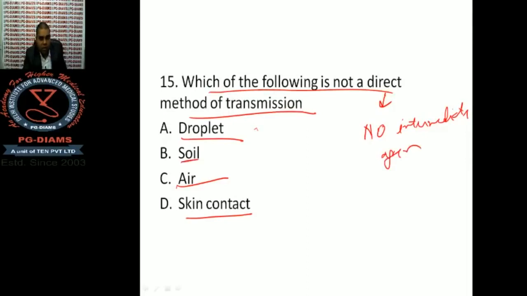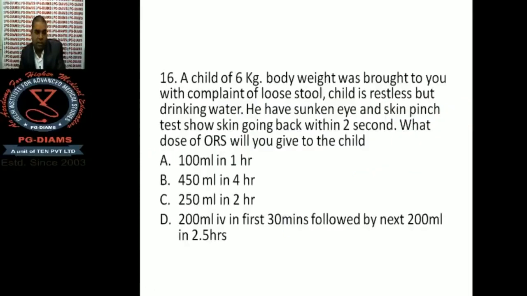How does the soil transmit infection? The infective agent lays its feces having cysts in the soil, and if someone touches anything contaminated with that soil and eats that thing, then the cyst goes to the intestine and leads to that infection. So this is an indirect method, because in soil an intermediate agent is required. So the answer to this question is soil, because it is an indirect method of transmission.